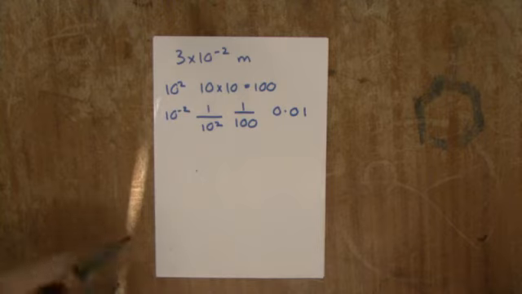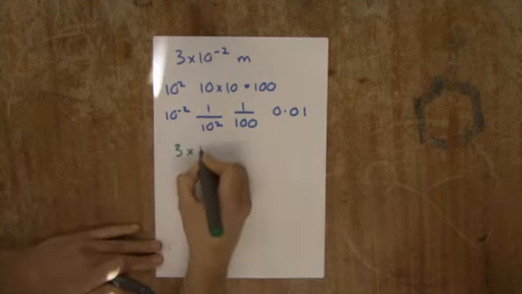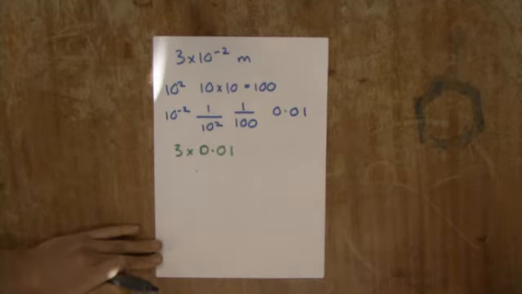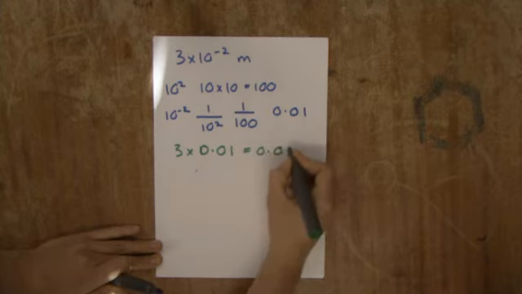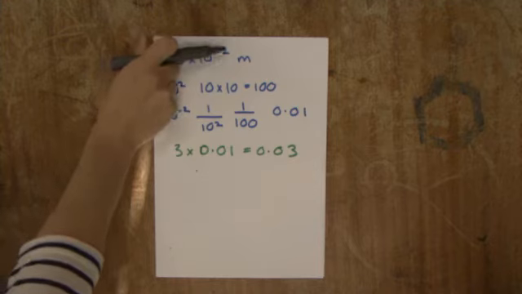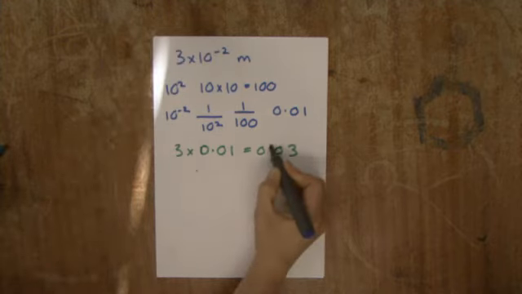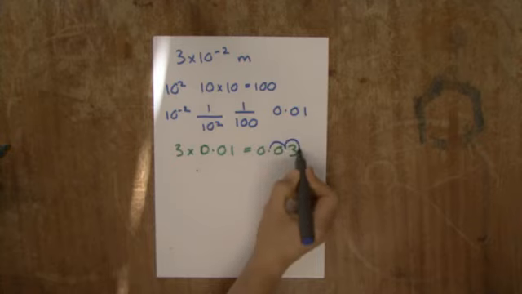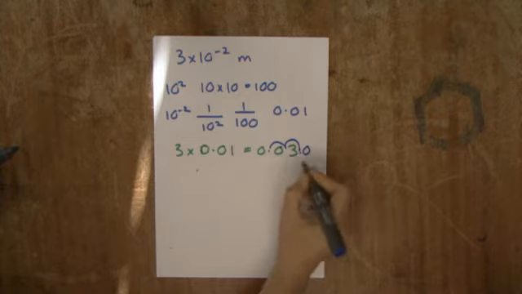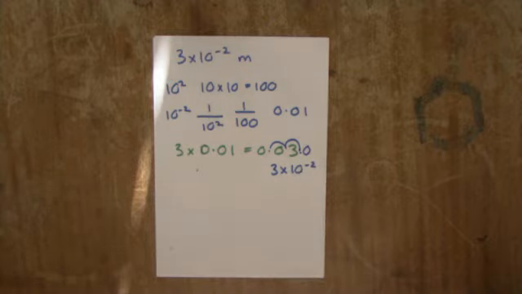So this is 3 times 0.01, which is 0.03. Just to check before, like we did earlier, this is a minus 2, so we need to move the decimal point twice, so we go 1, 2 to the right, and that would be a new decimal place, and we would write it as 3 times 10 to the minus 2. So that's how the decimal points and the powers work.